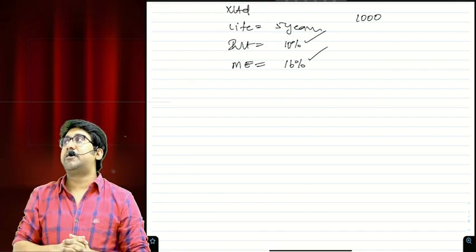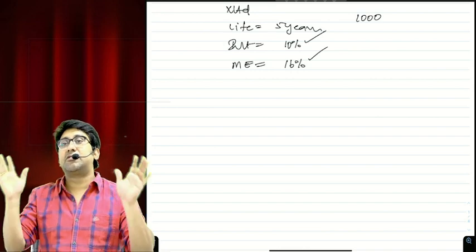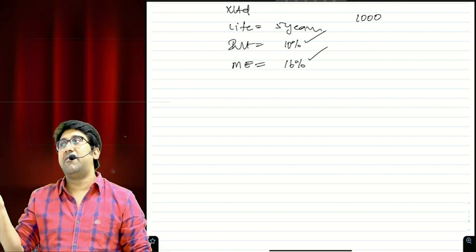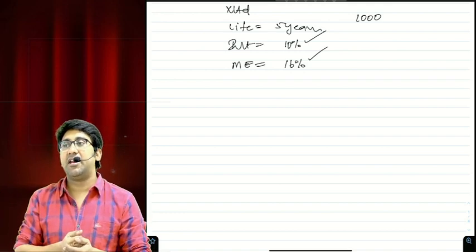We invested 1,000 rupees in that share or a debenture. It is now giving 10% cash flows like any other year. In the market, everyone is getting 16%. I am getting 10%. Happier and happier.